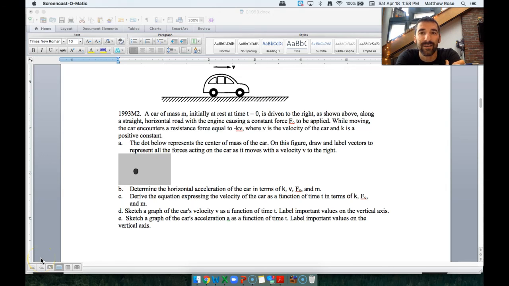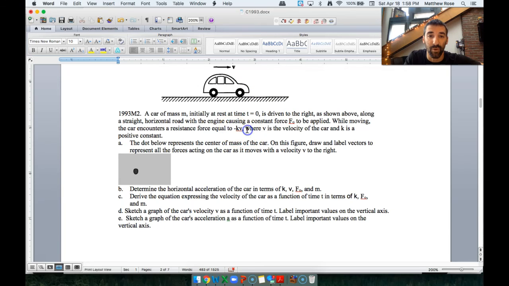I'm Mr. Rose, and today we're going to tackle a dynamics question from the 1993 AP exam. You can see the question here. There's a car traveling to the right in the positive direction. Well, I'm going to define the positive direction, and they actually kind of define that for you when you see this negative kV. This is a gamut of some easy and some difficult portions of a question.